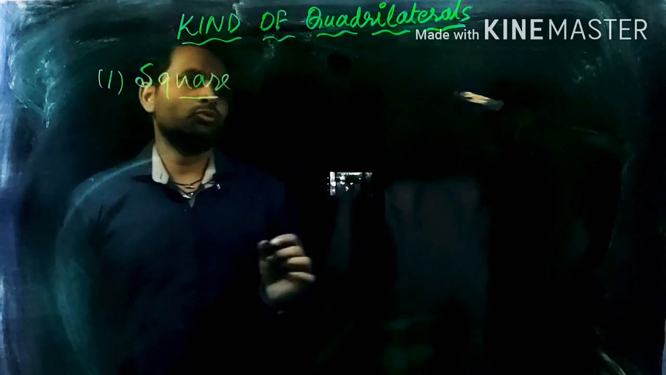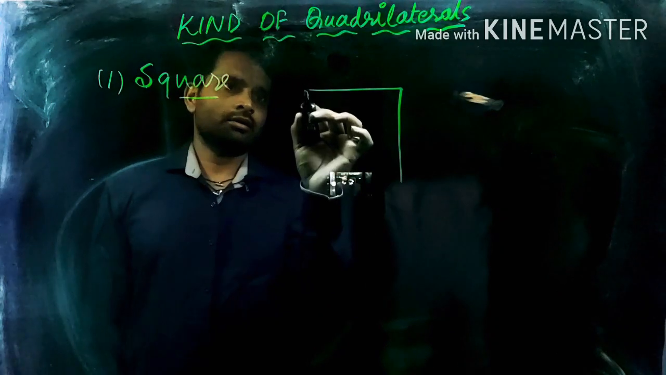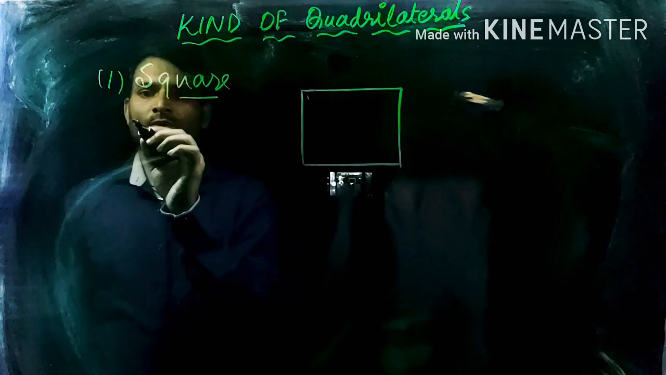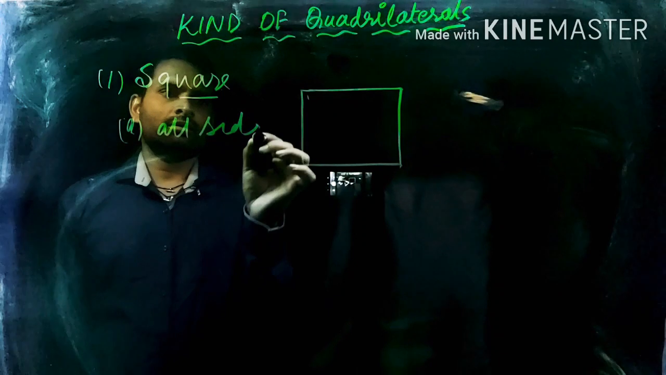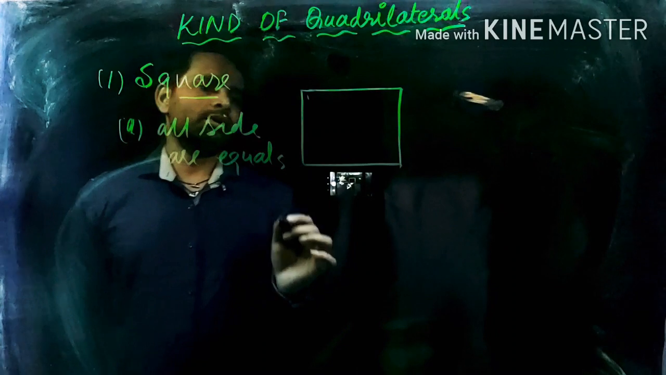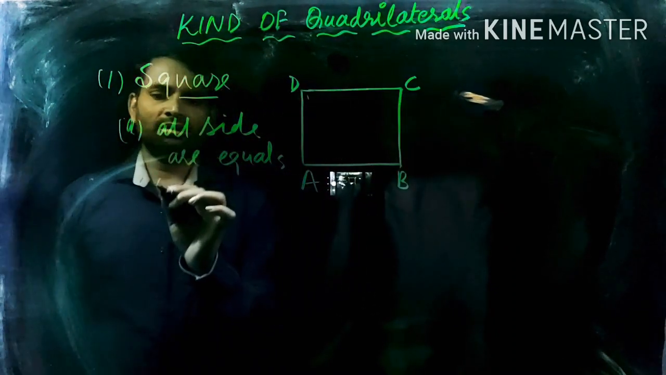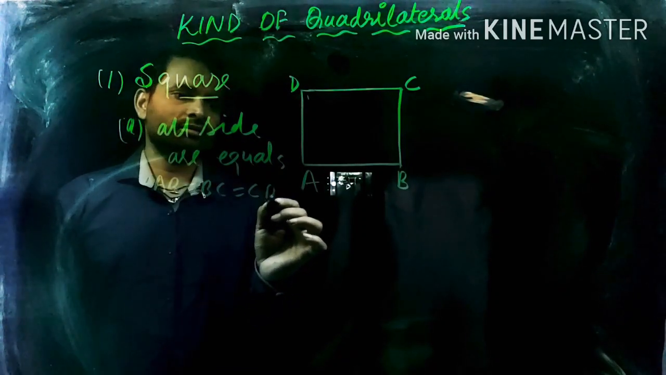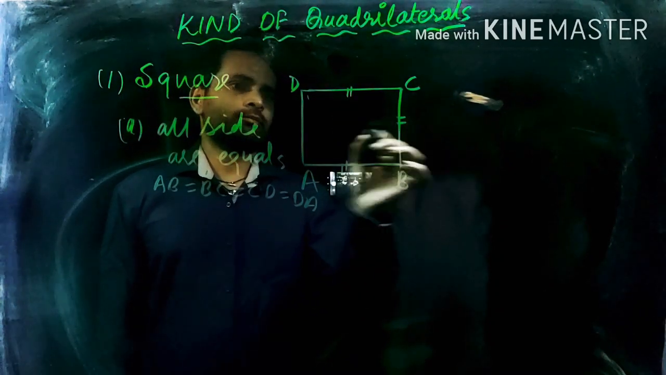A square is a four-sided quadrilateral. The first property is that all sides are equal. It means that in the quadrilateral ABCD, AB is equal to BC, equal to CD, and equal to DA. That is the side of the square.